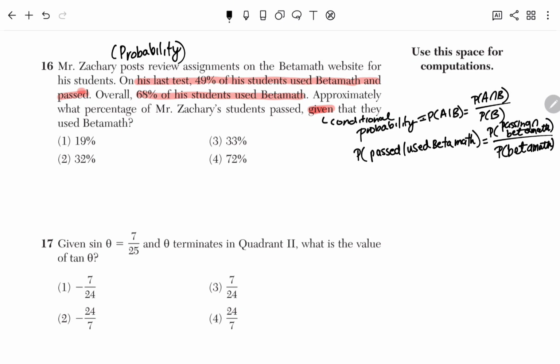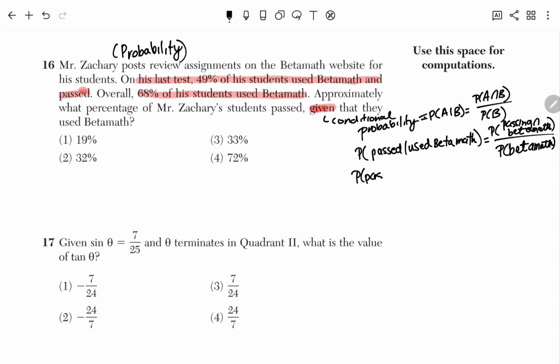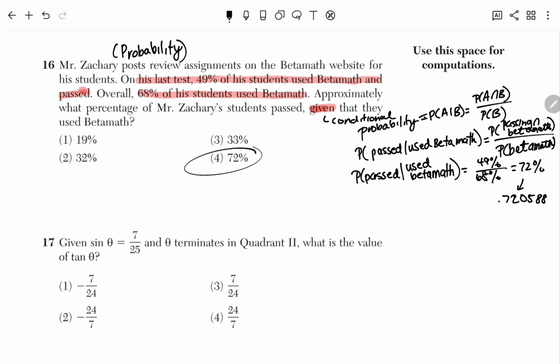And so when we plug in our values, we're going to get 49% divided by 68%, which is going to give us 72% approximately, because we end up getting 0.72058, and so approximately that is 72%. Answer choice 4. So this is a conditional probability question.